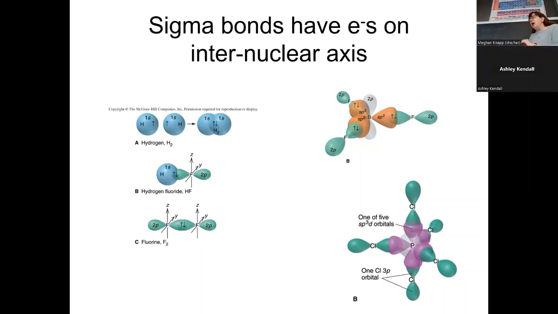Now, every bond has a sigma bond as part of it. If it is a single bond, it is only a sigma bond. But if it is a double or a triple bond, it's going to have a sigma and also one or two pi's. So if I were to ask you which of these bonds has some sigma bond character to it, you're going to say all of them, because they all do.